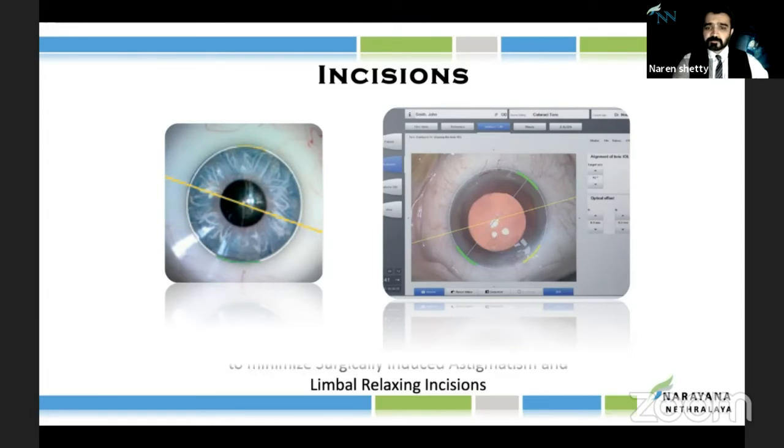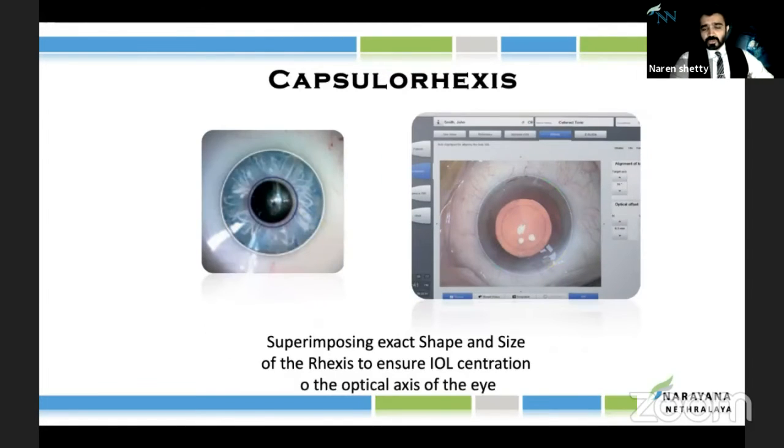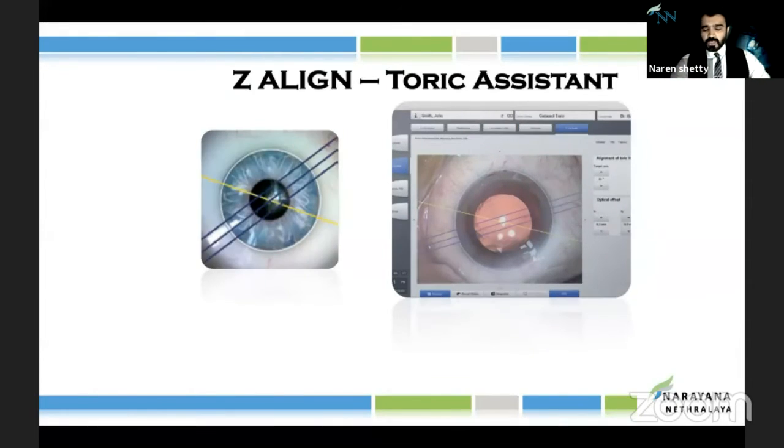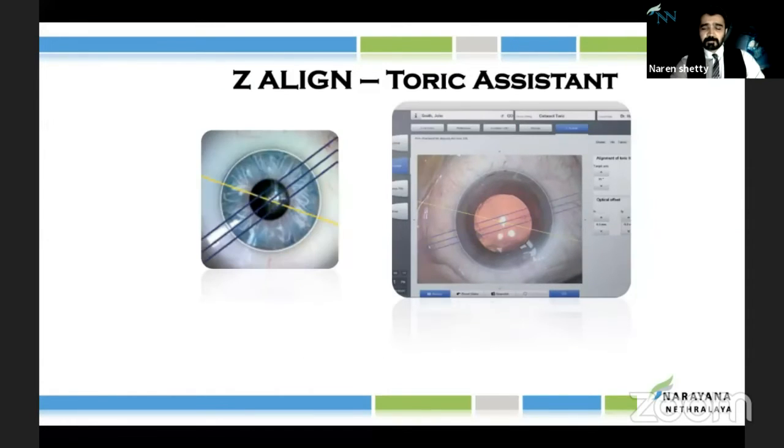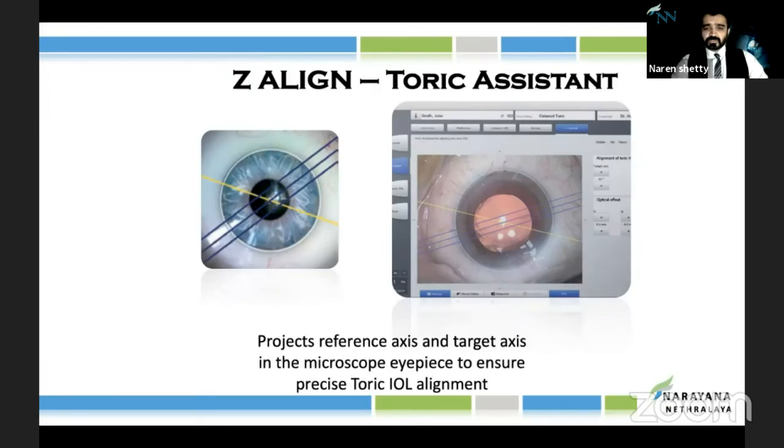You get an overlay compensating the cyclotorsion. Now, you can also do your capsular axis, which will be perfectly centered, and you can decide what size you want. Which is extremely crucial, especially when you're doing a toric or a trifocal lens. Now, obviously, you can align your toric lens too.